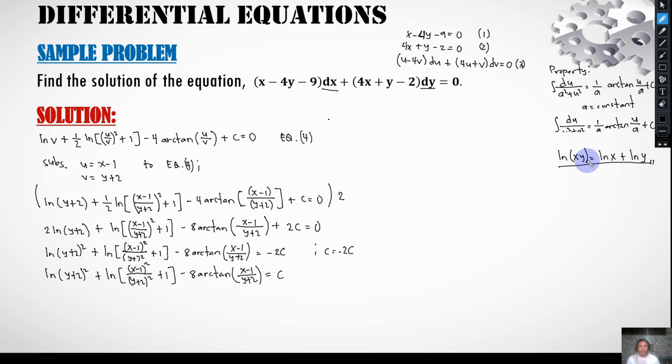So, saan natin ito ma-apply student? Ma-apply natin siya dito no? Sa ln of your y plus 2 raised to the square plus itong ln natin sa x minus 1 squared over y plus 2 squared plus 1. So, this is the sum of the two, and this is ln x plus ln y. So, it is just equal na to this ln of your x and y. So, therefore, ln na lang siya, students, no? Into this ln of your.